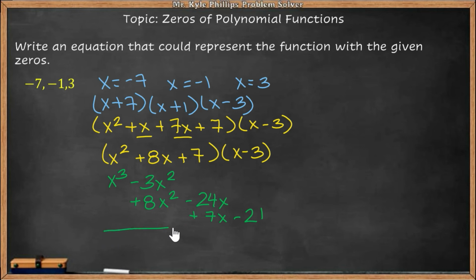Now, one reason I like writing mine out like this is so that I can keep all of my exponents lined up vertically. So visually, it's really nice because now when I combine all my x cubes, that's in this entire column. All my x squareds are in this column, all my x's, and then all my constants. So it's just a visual that helps me. So the polynomial that's going to have these zeros is going to be x to the third plus 5x squared minus 17x minus 21.